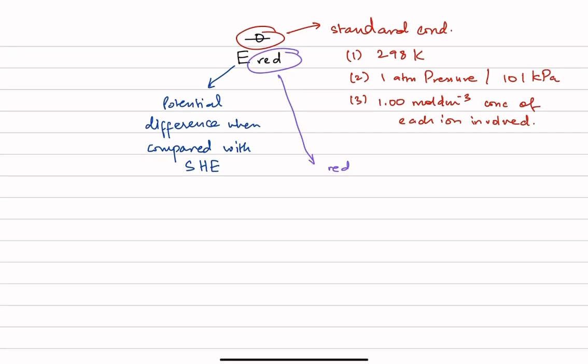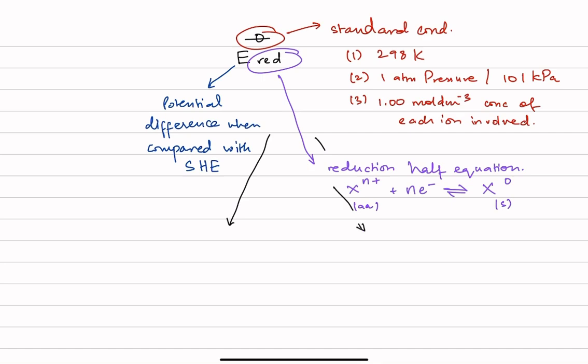This RED means that you are going to be talking about the potential produced when the half cell is reduced against SHE. So it's a reduction half equation. You will always see a reduction half equation, for example, X ions gaining some number of electrons and becoming X atoms. The standard reduction potential is always compared with SHE. So it's not the potential value, it's basically the potential difference.